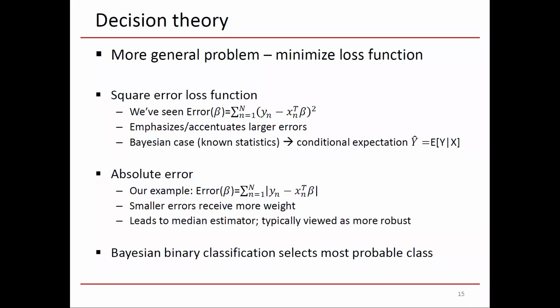Now, what about the binary classification problem that we've already discussed using the nearest neighbors approach and a linear classifier? Suppose that you're again in the Bayesian regime where you know the probabilities. In that case, you're going to be selecting the most probable class. So you know the probabilities, you calculate the probability of being in the red class, the probability of being in the blue class, you take the larger one.